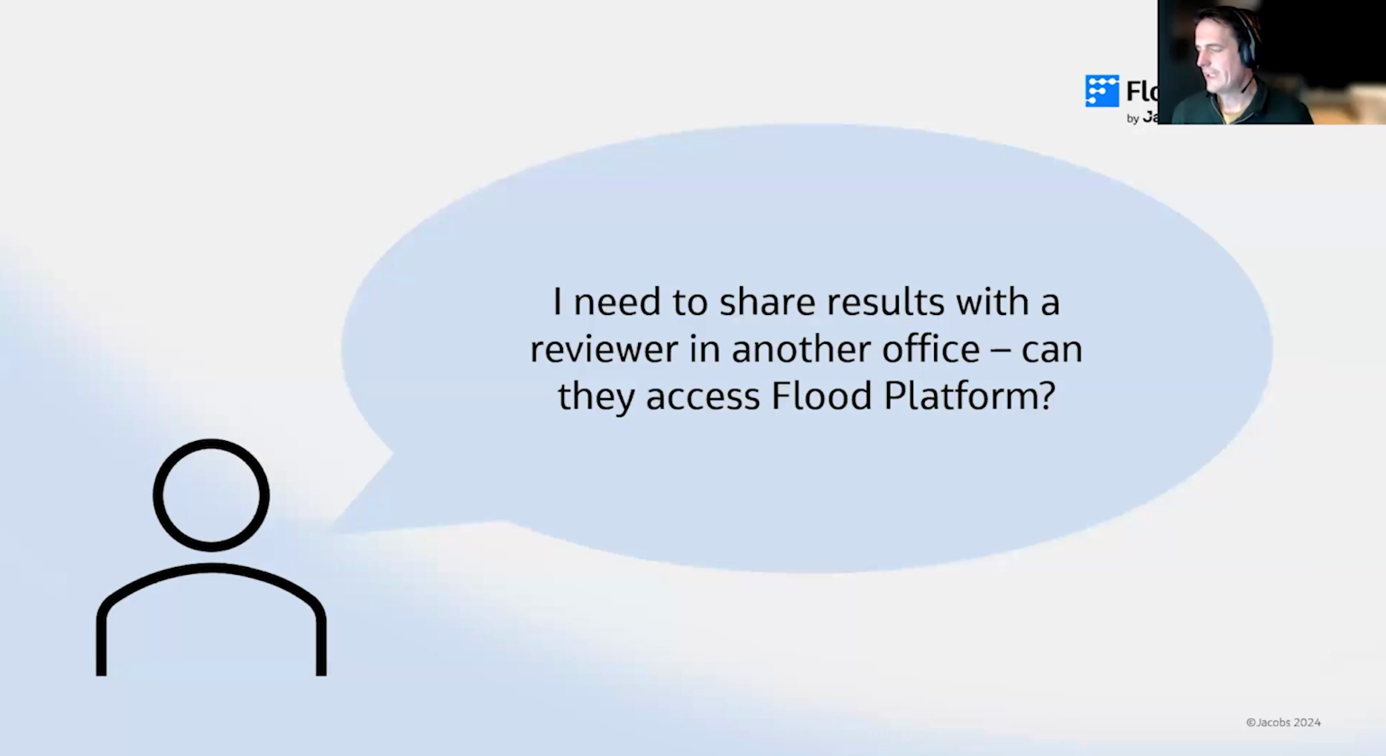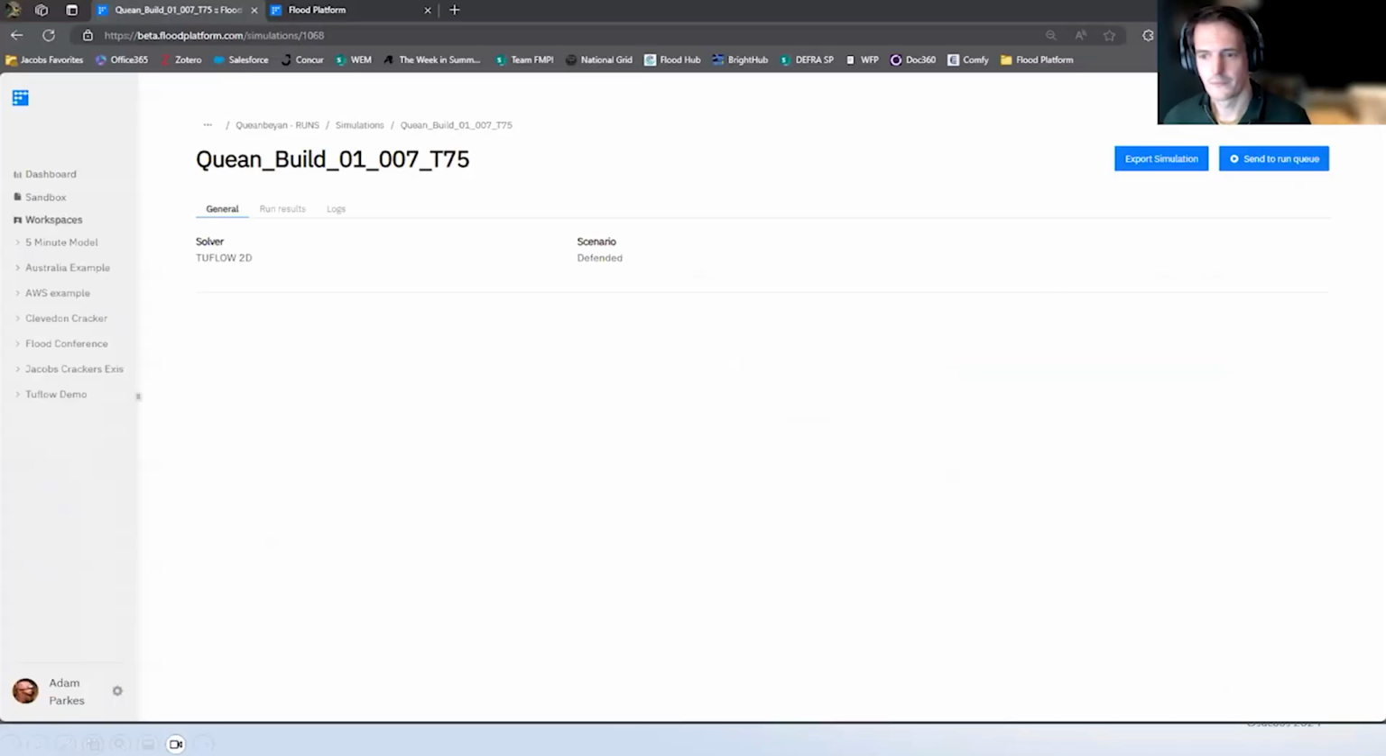The next one, and this is a really powerful part of Flood Platform, is the ability to share the results. So it could be that your reviewer is in a different office and doesn't have direct access to your data. It could be your reviewer works for a different organization. How can they access that data in Flood Platform?